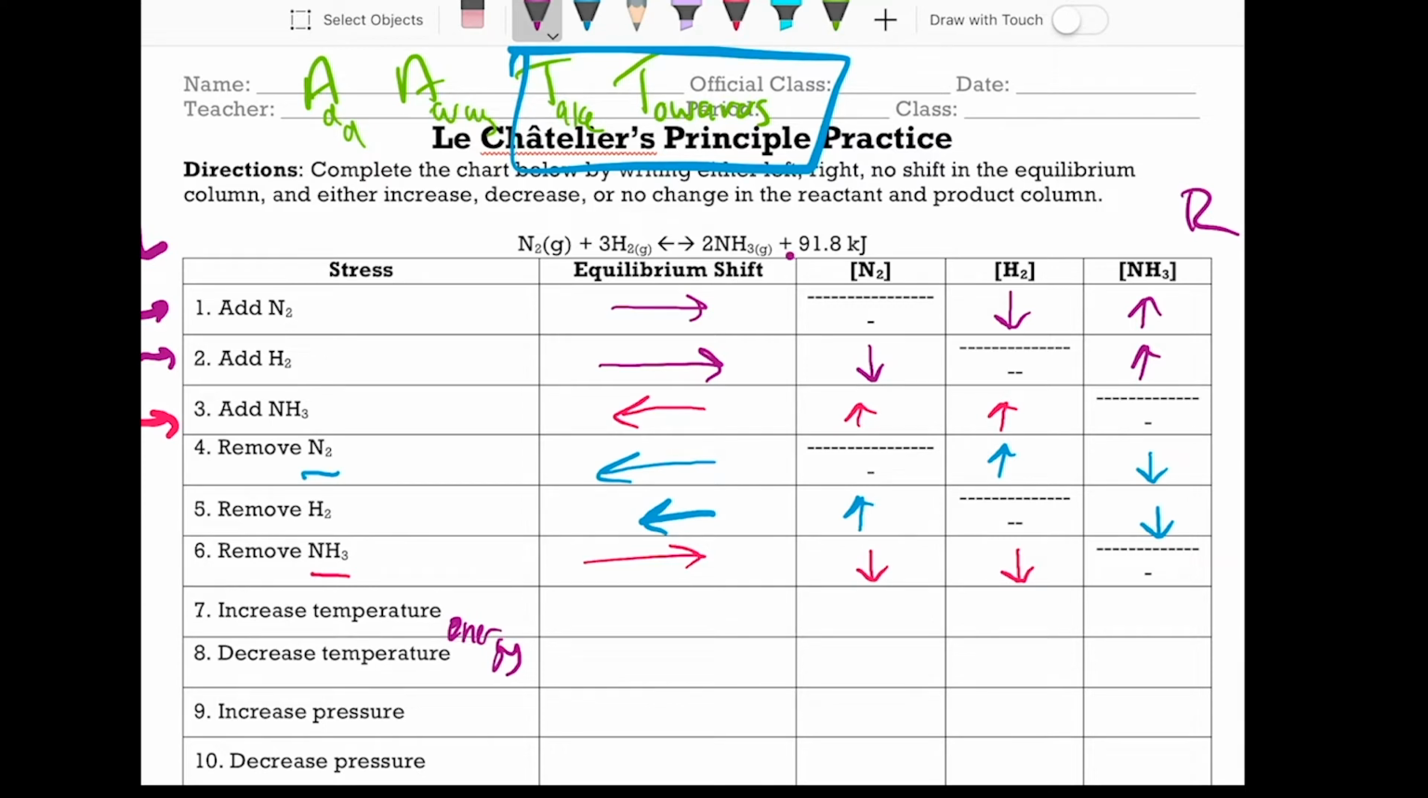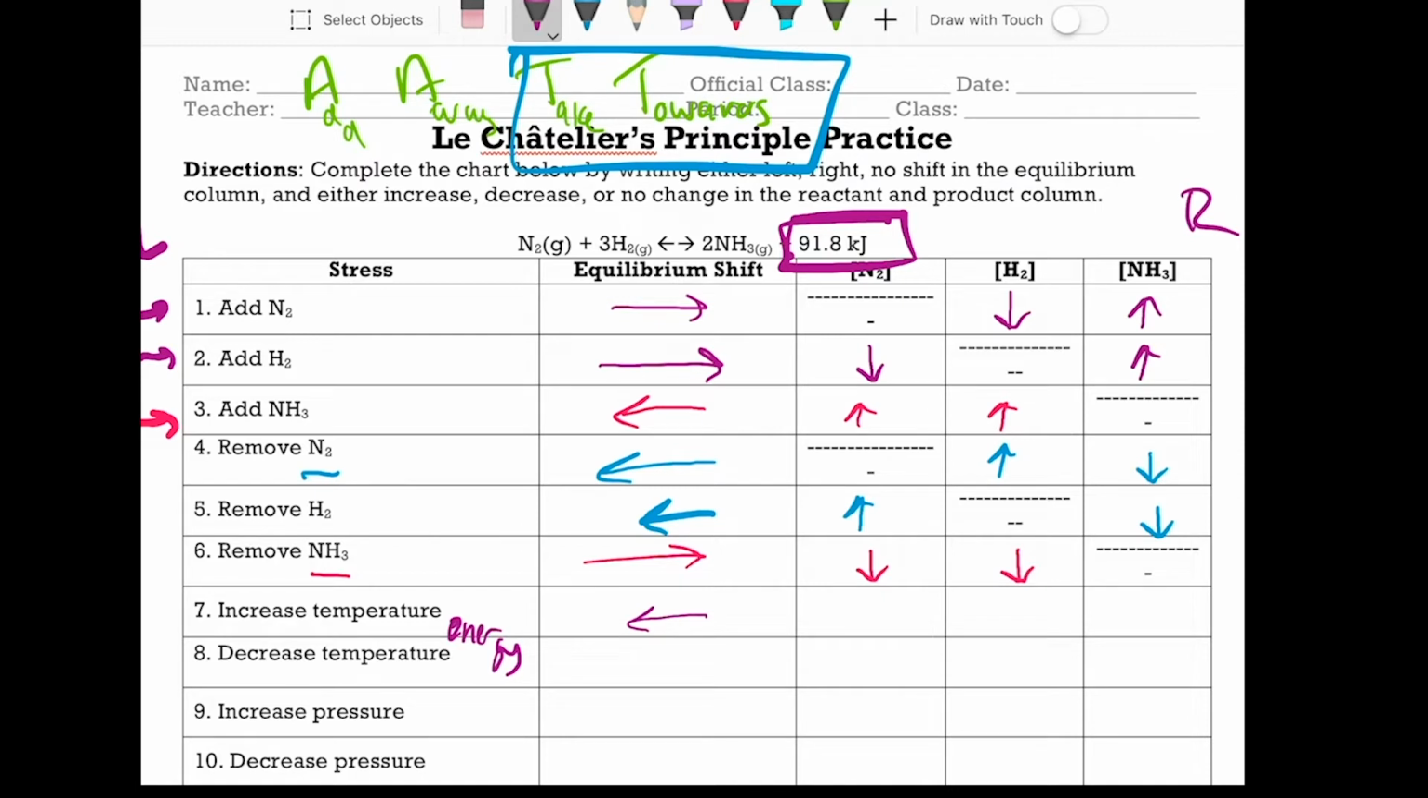So here you'll notice that you have plus 91.8 kilojoules. That is the heat energy that we're talking about. If you add temperature, you're essentially adding heat energy, so you're adding to the side that the number is on. So if you're increasing temperature, that means you're making the right side stronger, so you're moving towards the left.